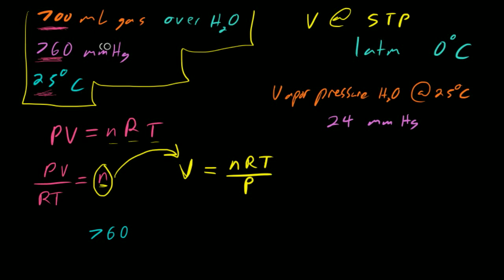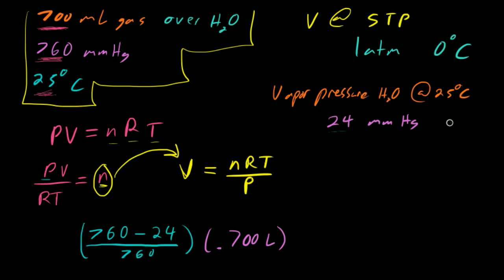So the pressure of our gas is going to be the difference. It's going to be this number minus 24. So we're going to say 760 minus 24, and we want this in atmospheres, right? So we're going to divide that by 760, and that is going to give us our pressure. Next, we're going to multiply by our volume, which we know is 700 milliliters. So we're going to multiply that by 0.700 for 0.700 liters.